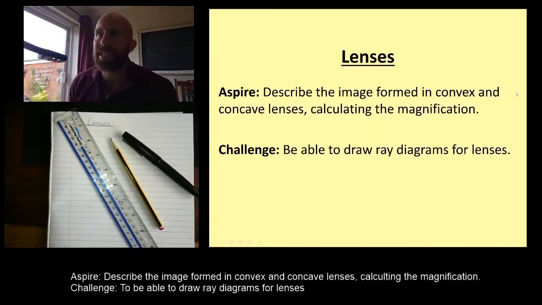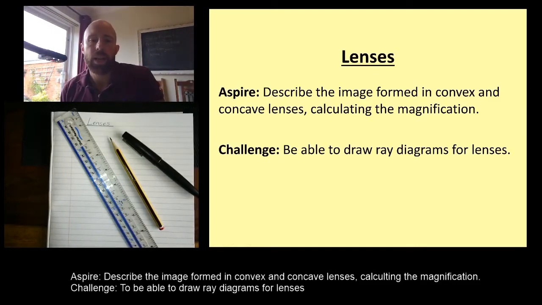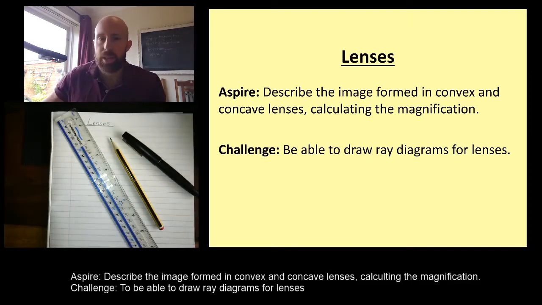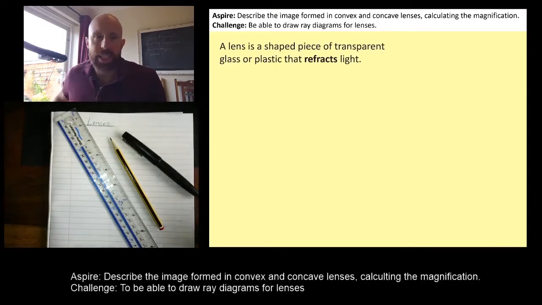So in this lesson, we are going to, as I said, look at lenses. The challenge objective is to be able to draw ray diagrams for lenses. So we'll explain what that is later in the video. And the aspire is that you can describe the image formed in a convex and a concave lens. Again, we'll look at what convex and concave lenses are within the lesson. And we're going to calculate some magnification. Okay, so let's start off with this.